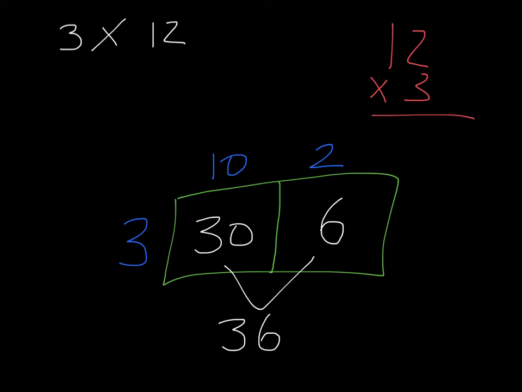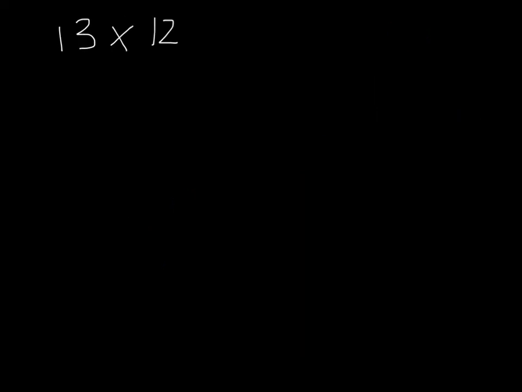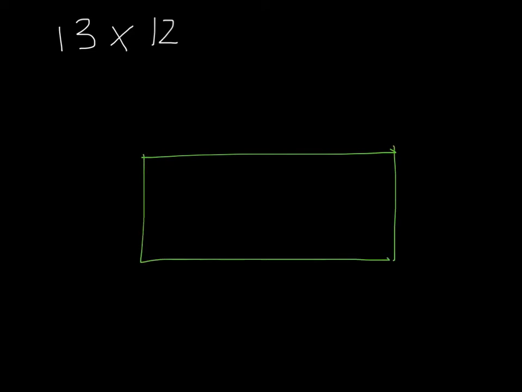Let's try it with two two-digit numbers. If we have 13 times 12. Remember, the first step that we do is draw a rectangle. I'm going to draw this rectangle a little bit larger because I have multiple digits. Okay, so now that I have 2, I'm going to draw another line to split it in 2. And remember that the 1 here is in the tens place, so I will have 10, and 3 is in the ones place, so I have 3 ones. 10 plus 3 is my 13.